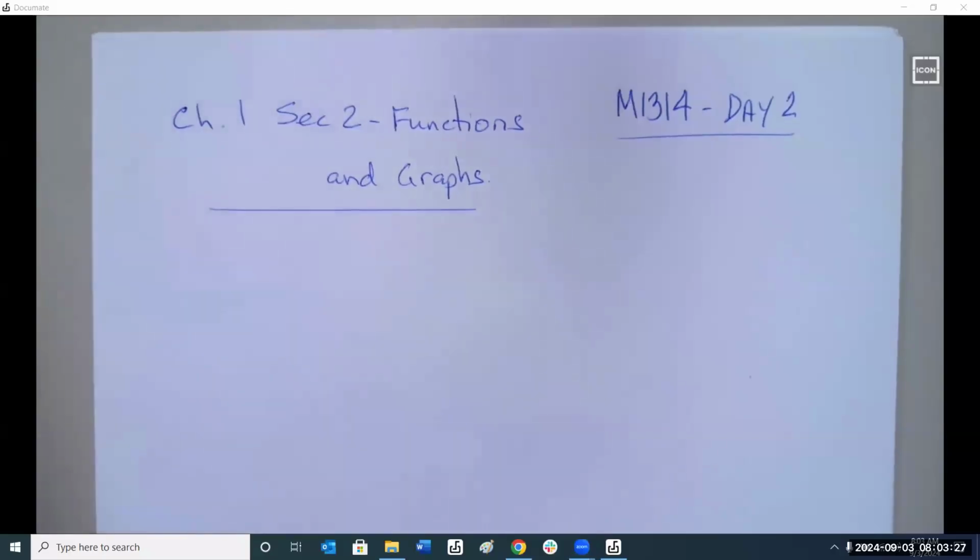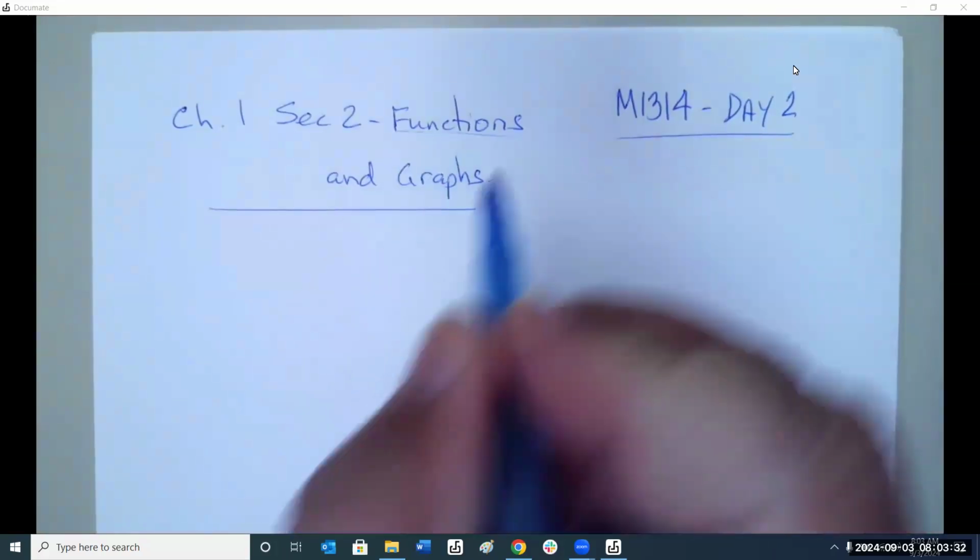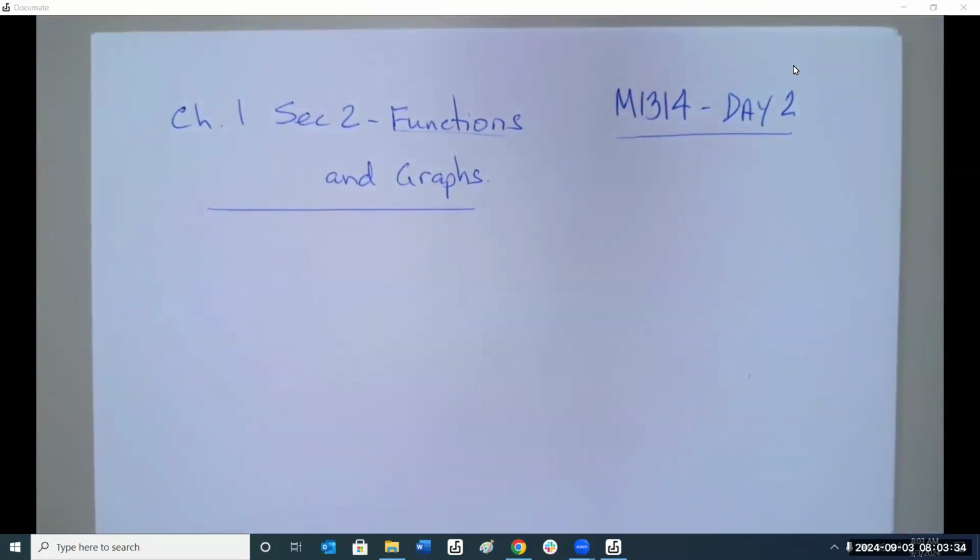Chapter 1. You've heard the word functions. What is a function? How does it relate to an equation?